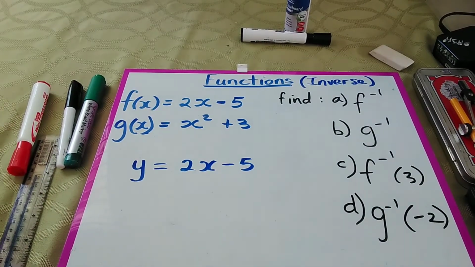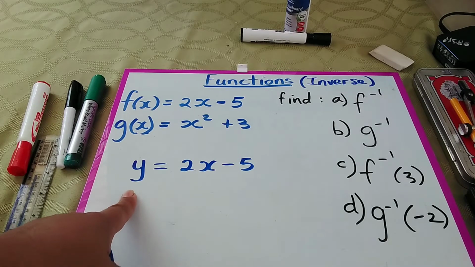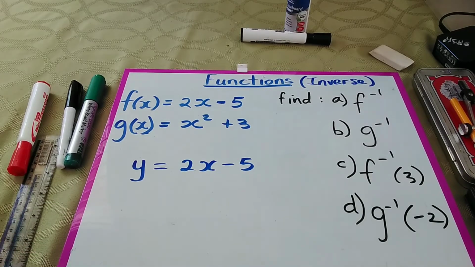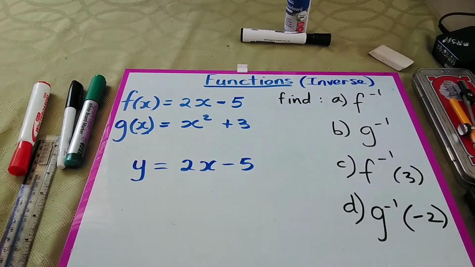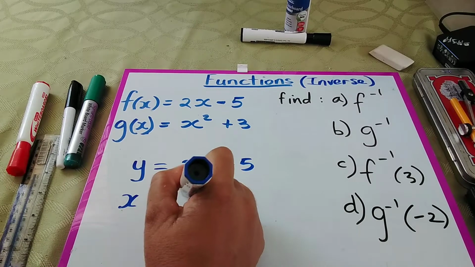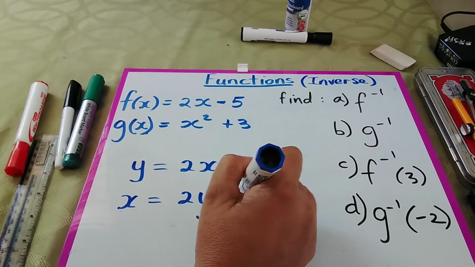First step. Second step is to interchange x and y. What do we mean by interchange? We mean we want to switch it around. Where you see y, you're going to change it and put x. And where you see x, you're going to change it and put y. So that's the second step. Interchange x and y. So here we go. x equals 2y minus 5.